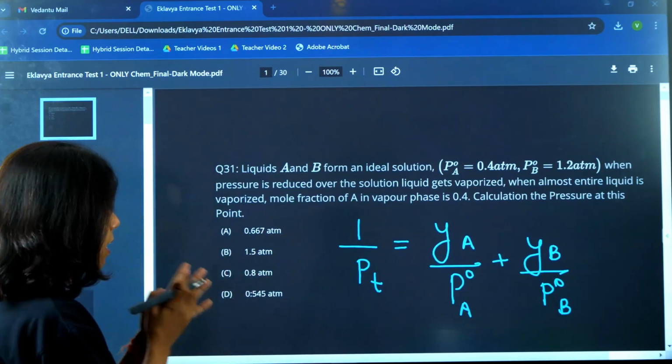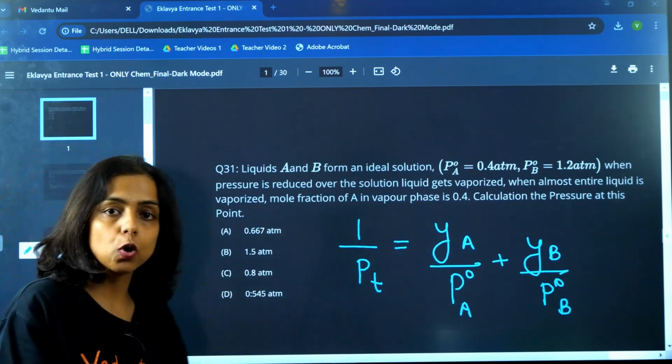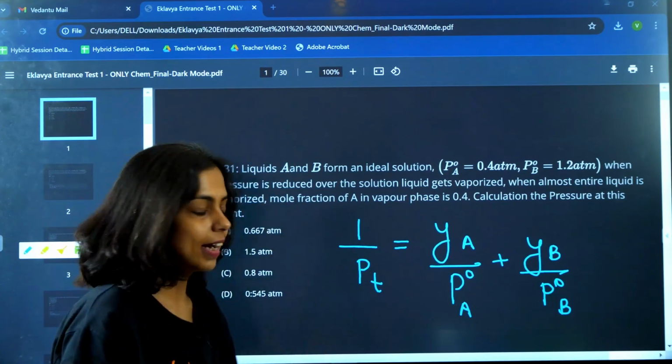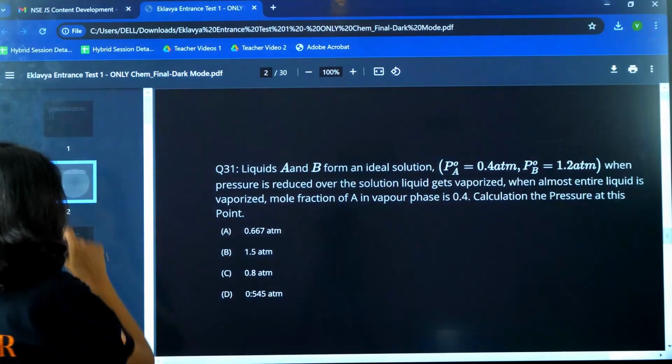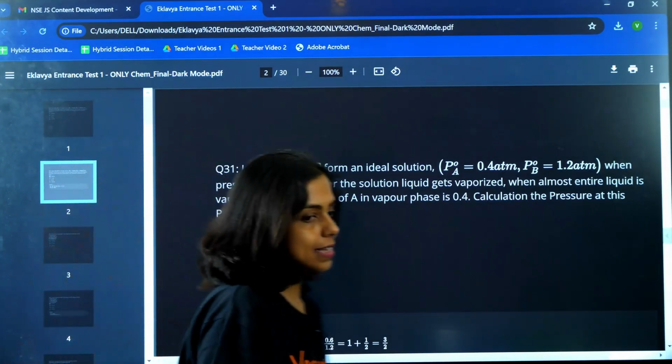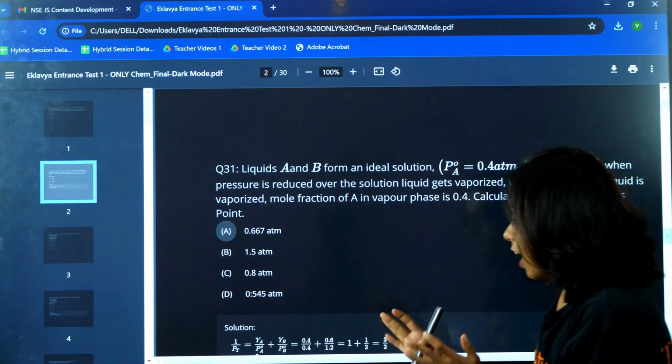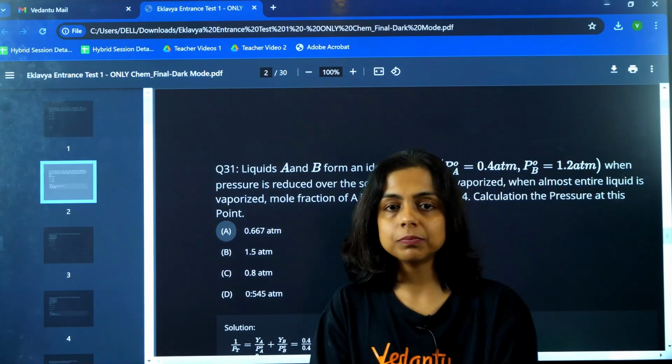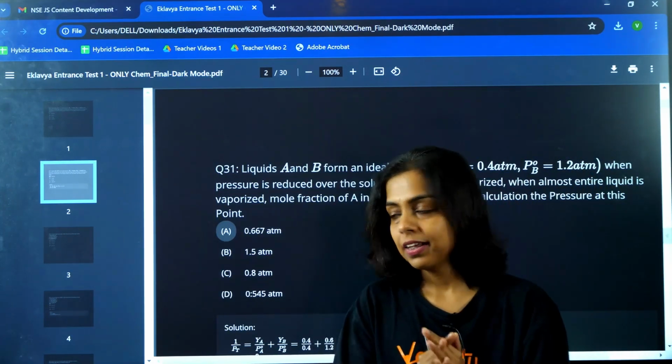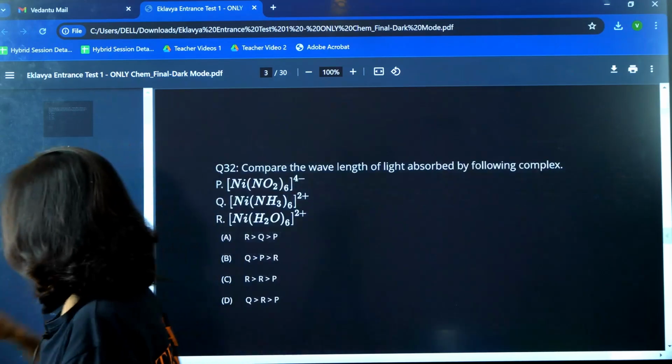That is what the question is asking. I hope you did this question correctly, guys. Yes, so you can check. Of course, you will get the answer as A after putting all the values in the equation, right? Let us quickly see the next question.